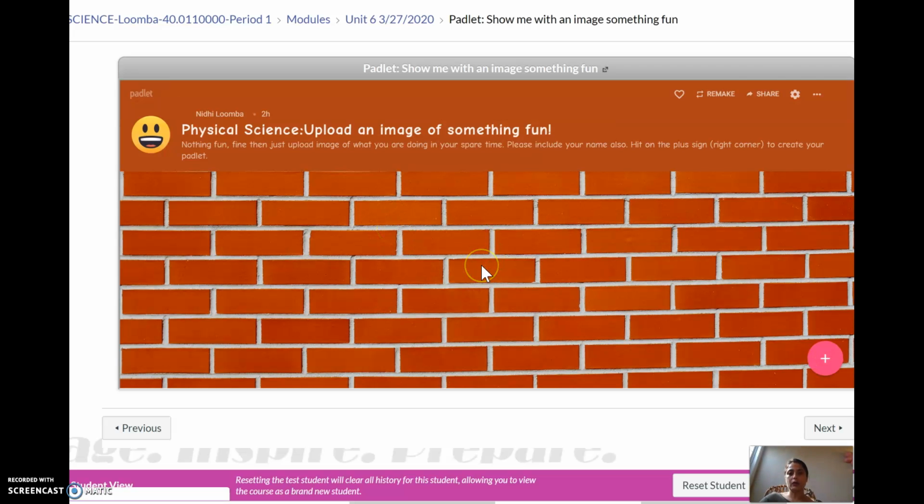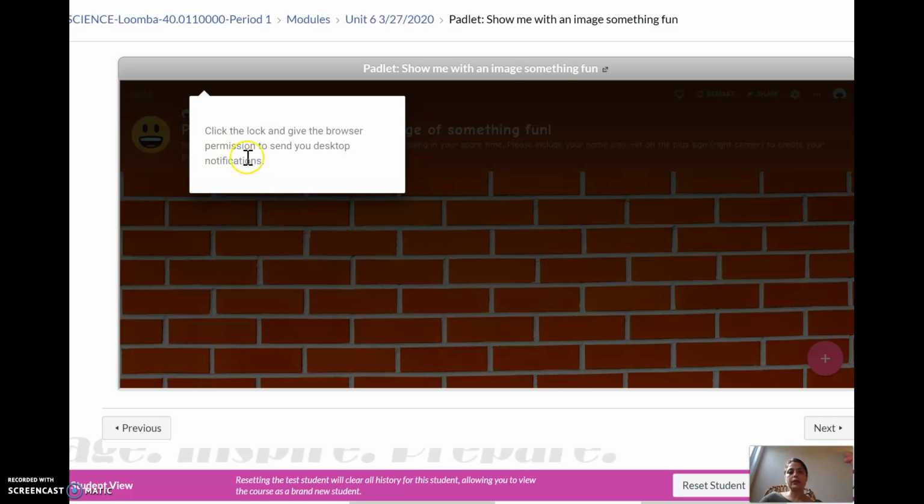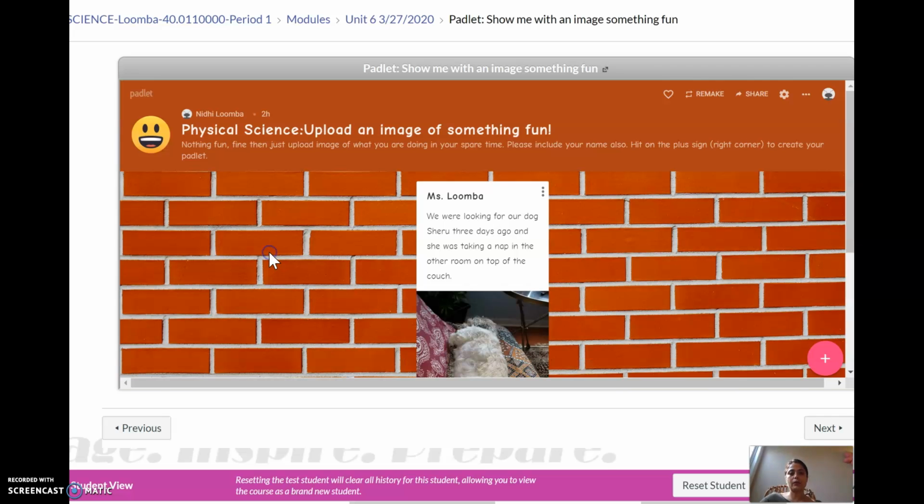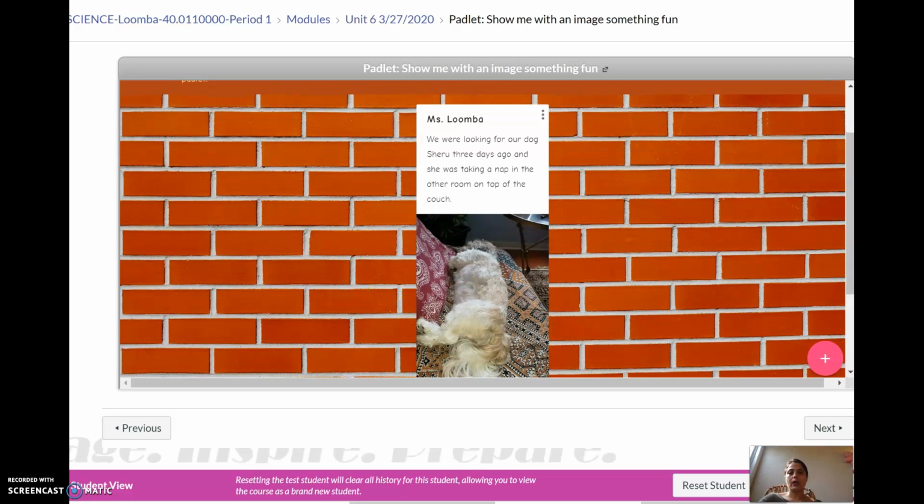Let me show you how it looks. When this box comes here, just click somewhere else and it'll work. This is from me. Okay, and this is about my dog Sheru when we were looking for her, and she was laying on the couch and sleeping, taking a nap in the other room. Okay, and I don't allow her on the couch, so it's kind of funny that she defies me.